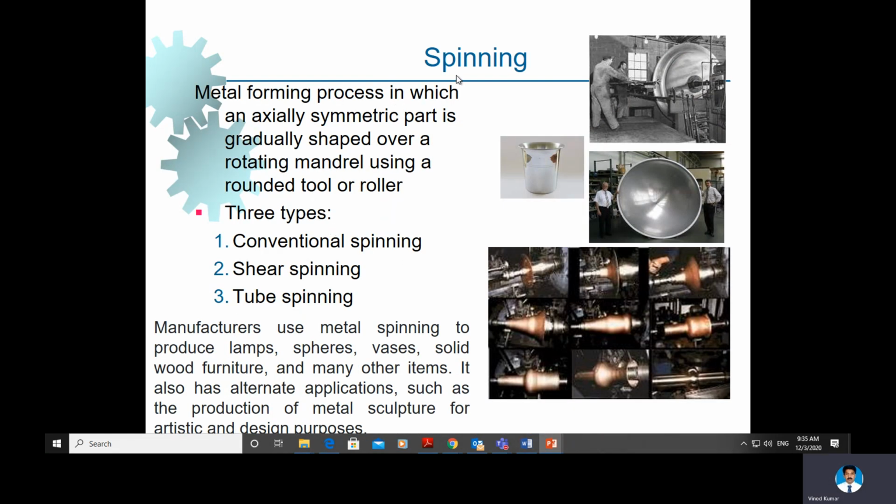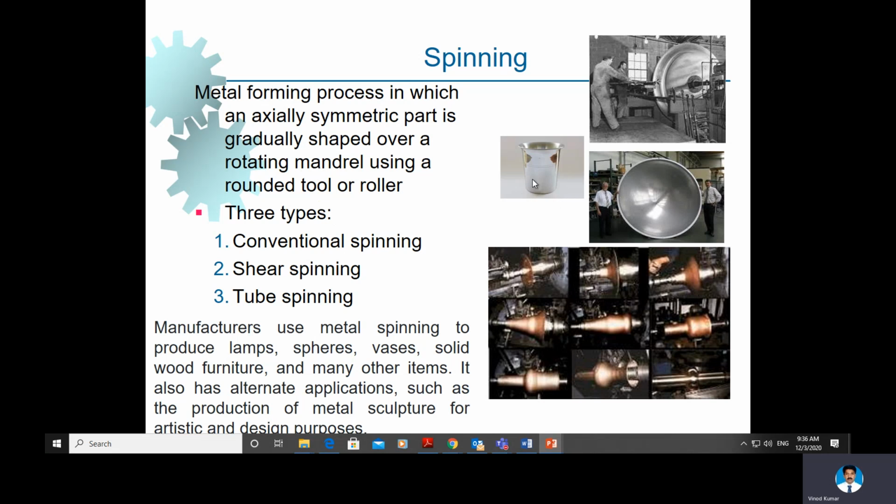The next process is a spinning process. Metal spinning is a process in which a symmetrical part is produced. Like this is a symmetrical part which is produced when the part is gradually shaped over a rotating mandrel. This is a rotating mandrel using a rounded tool or roller. So we can produce symmetrical parts like this using spinning process.